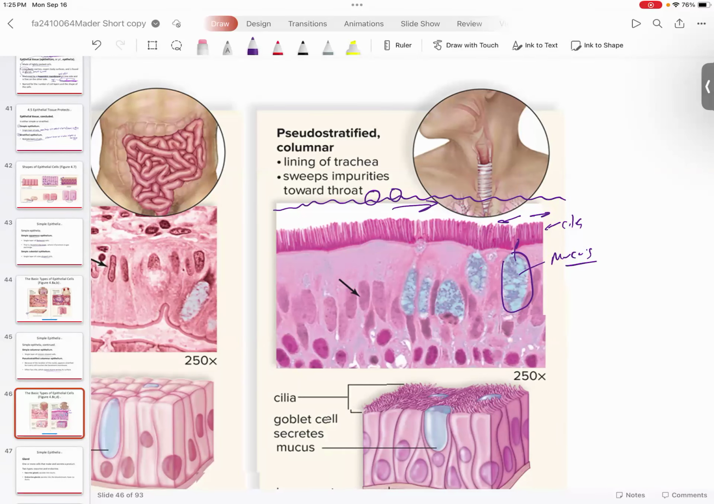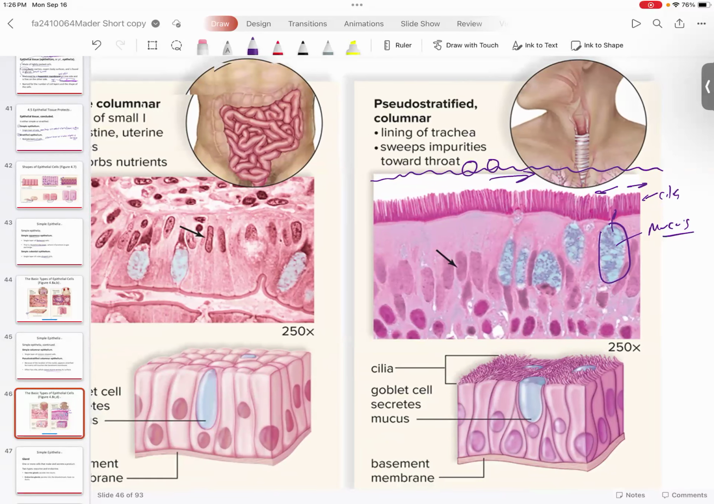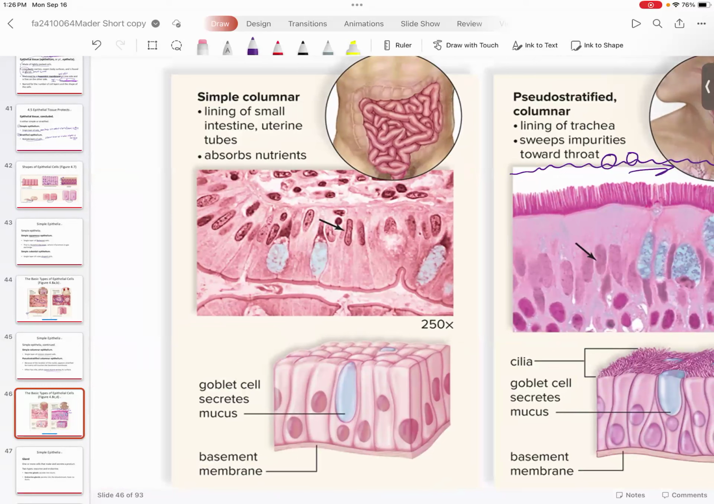Okay, so this is the reason why you cough more when you start to have a bunch of dirty air or smoke or things like that that you're breathing in. So that's an example of pseudostratified ciliated columnar. And simple columnar is just a single layer of these large rectangular cells. So this is like your intestinal epithelium. You can see these large rectangular shaped cells.